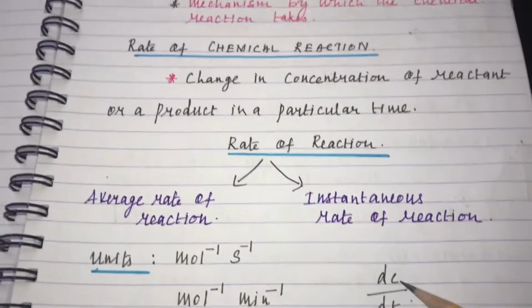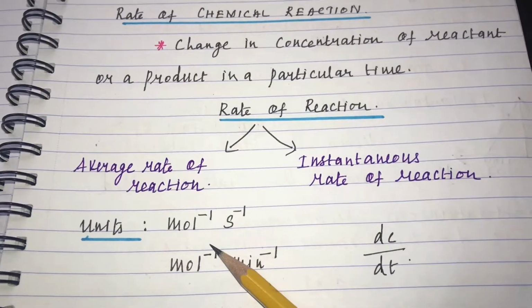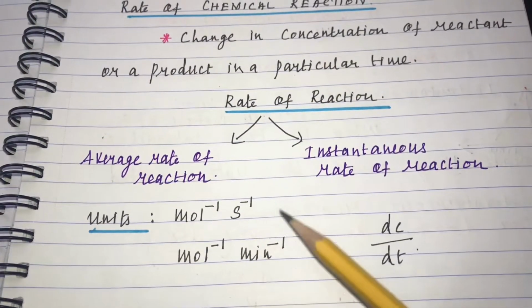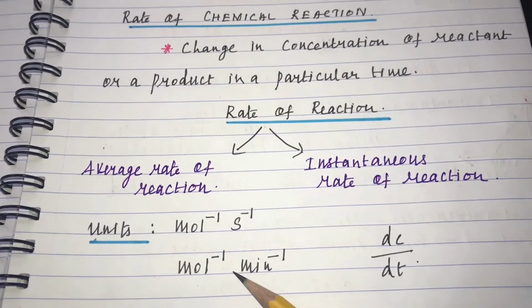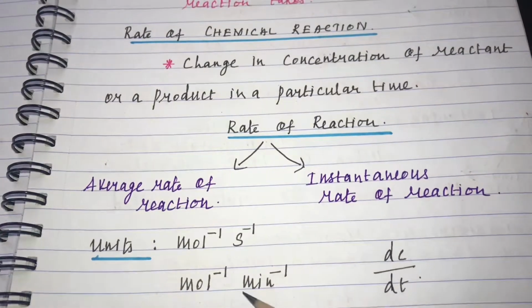The change in concentration with the time, the unit can be written as per mole of a substance in a given time. So, mole power minus 1, second power minus 1, or mole power minus 1, minute power minus 1 is the unit of rate of reaction.